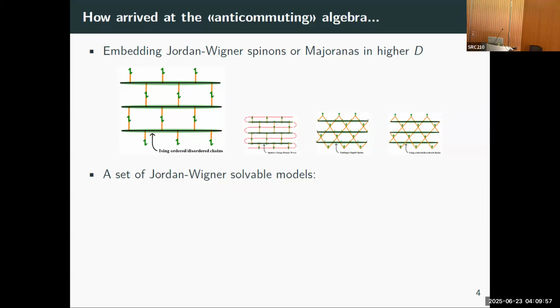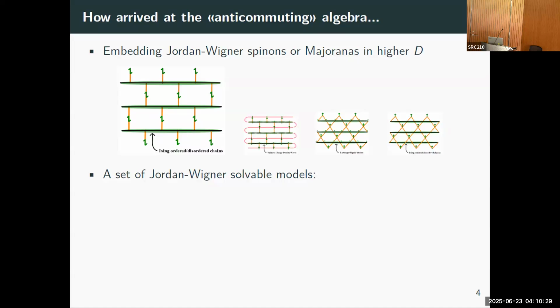There was a previous work where I came up with a set of models, which you can think of as how to embed one-dimensional Jordan-Wigner spinons in higher dimensions. I was motivated by solvability. The construction was that you have a stack of one-dimensional systems of Jordan-Wigner fermions, say a spin-half XY chain and so on, and you couple them, but you couple them through some spins in between.